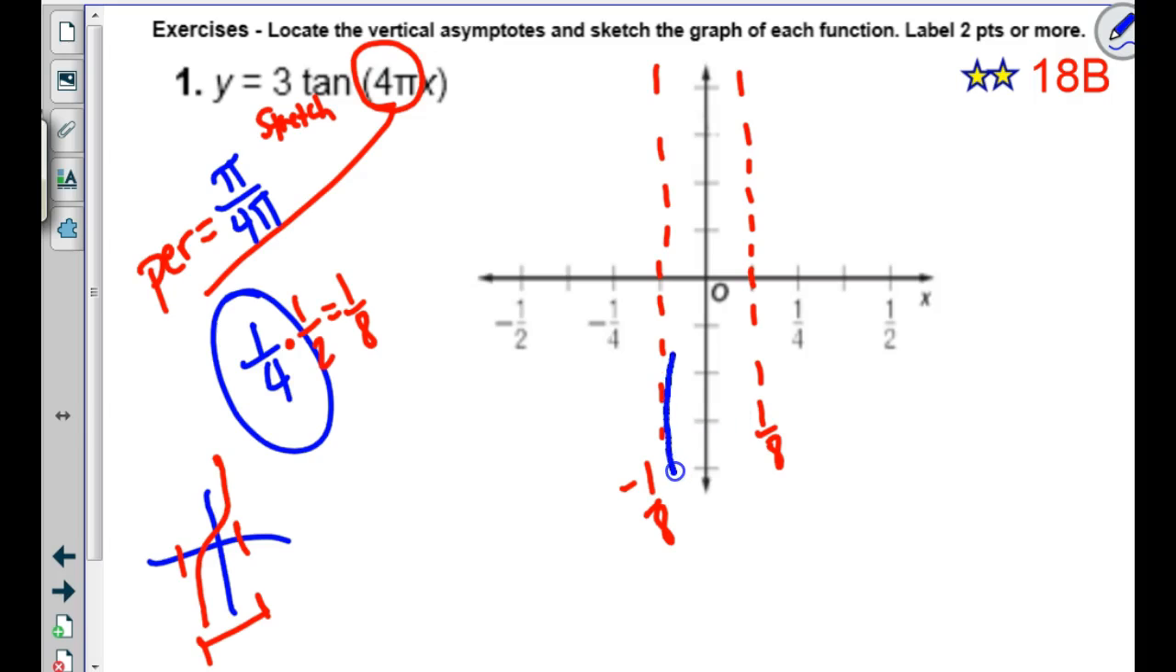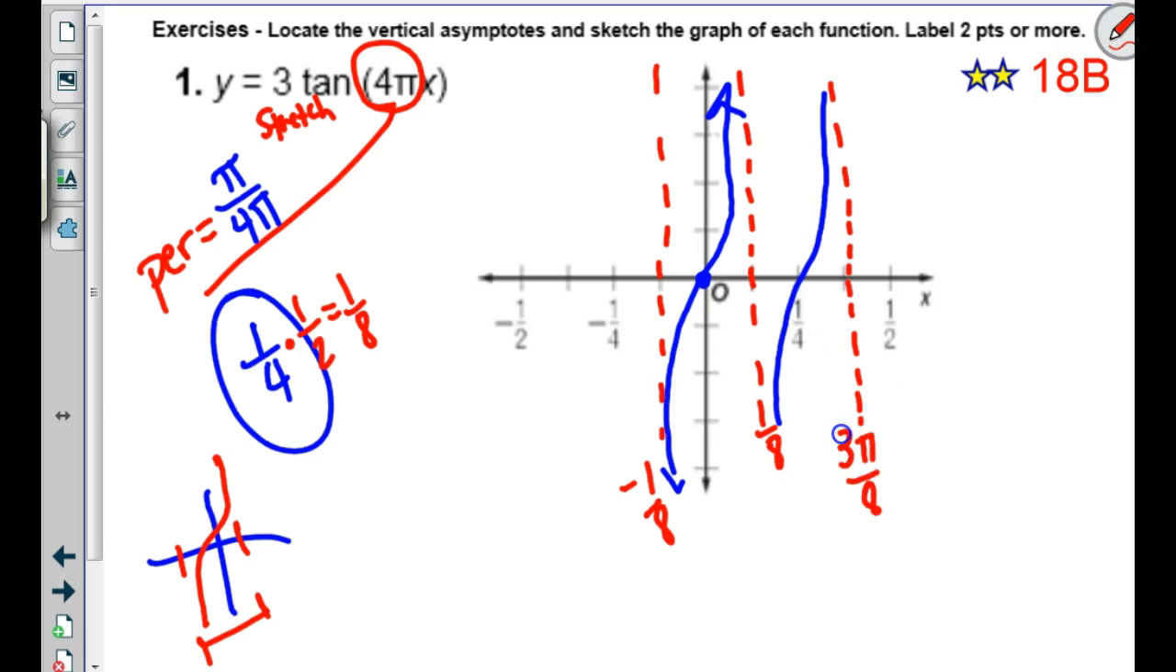And it's a tangent, so it goes like this. That's horribly drawn. Where's the next 0? Where's the next place it would cross the x-axis? Yeah, 1/4. And the next asymptote would be over here at, anybody know what that would be? 1/8. 1/4 is 2/8, so this is 3/8. It says label 2 points or more. Well, we have 0, 0, and 1/4, 0. Is that good enough?